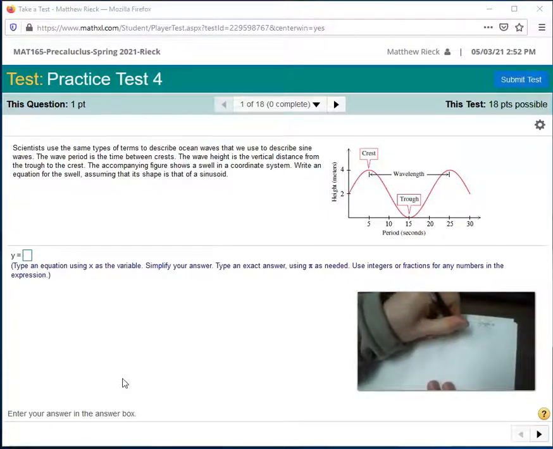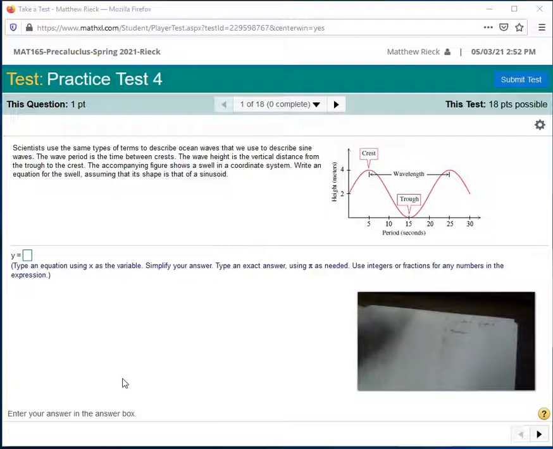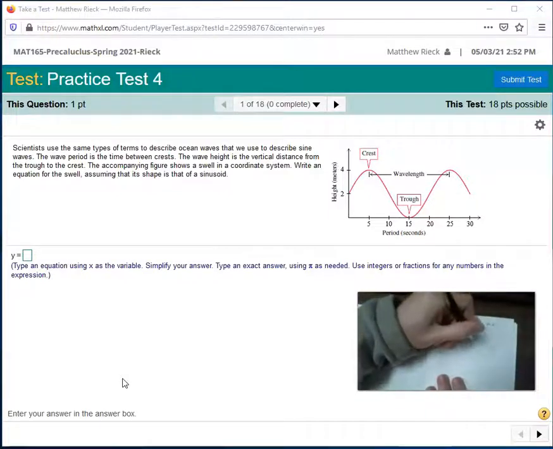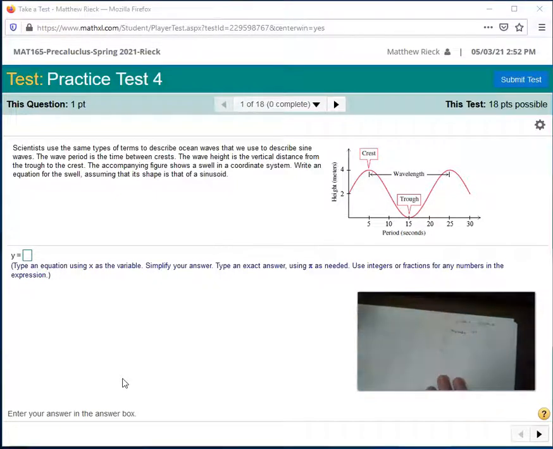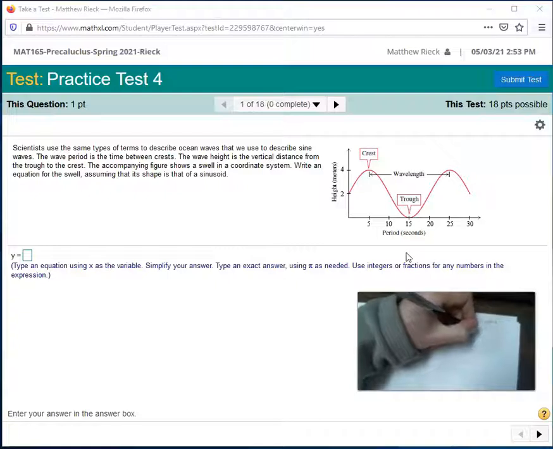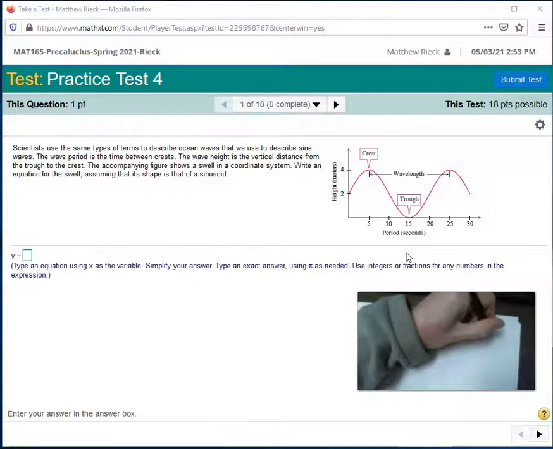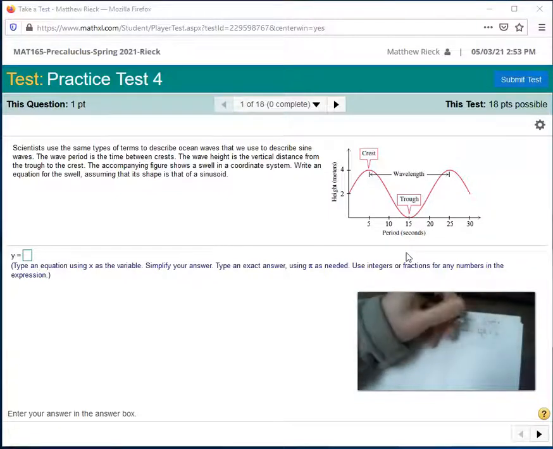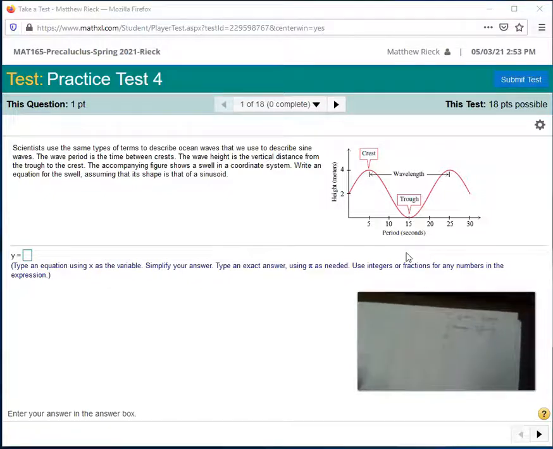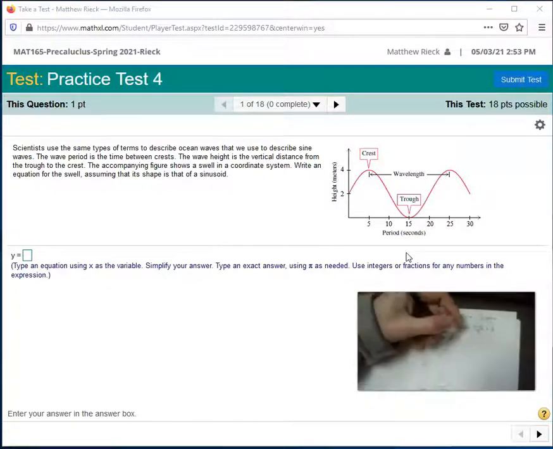All right, the second part is dealing with the amplitude, what we multiply in front of our sine function. To find your amplitude, you take your high value minus your low value, divided by 2. In this case, the crest is 4, and my low value is 0. So we have 4 minus 0 is 4, divided by 2 is 2. That is going to be the coefficient in front of my sine function.